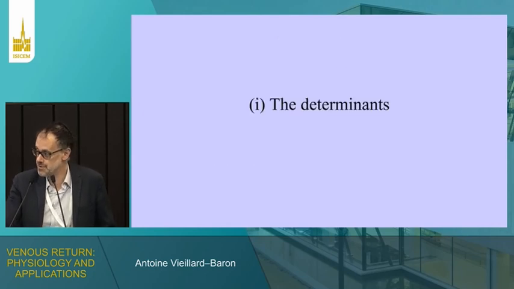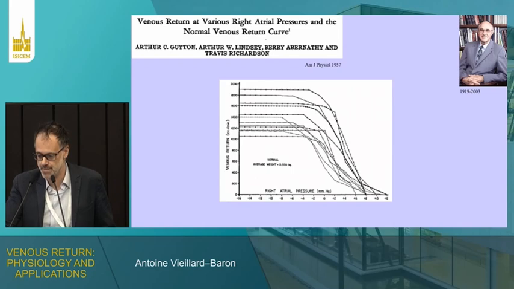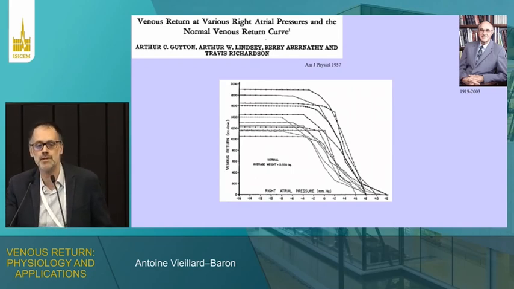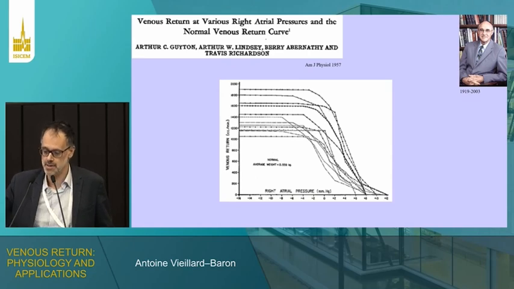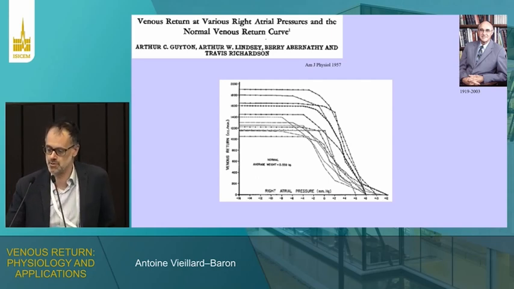So what about first the determinants? So this guy is Arthur Guyton. I think you know the name very well. And actually, he described this curve of the systemic venous return. On the y-axis, the venous return, and on the x-axis, the right atrial pressure. So each curve regards a different animal, different dogs. And you see that when the right atrial pressure increased, the systemic venous return decreased.